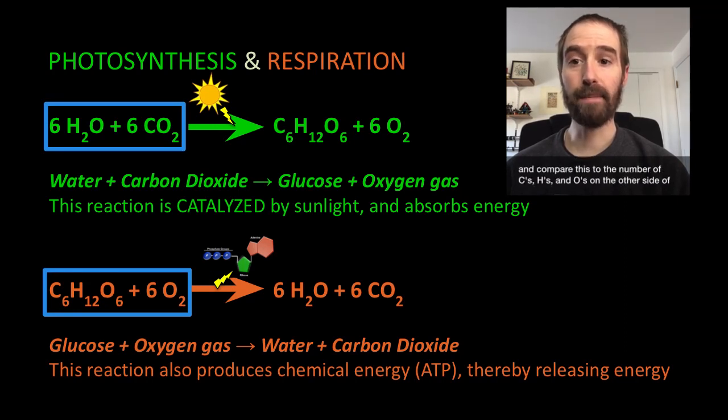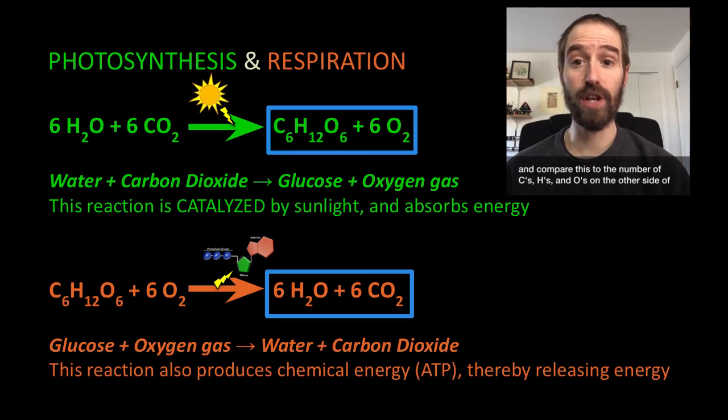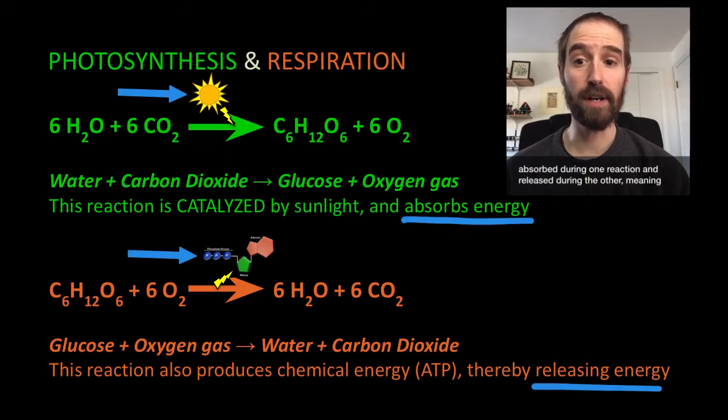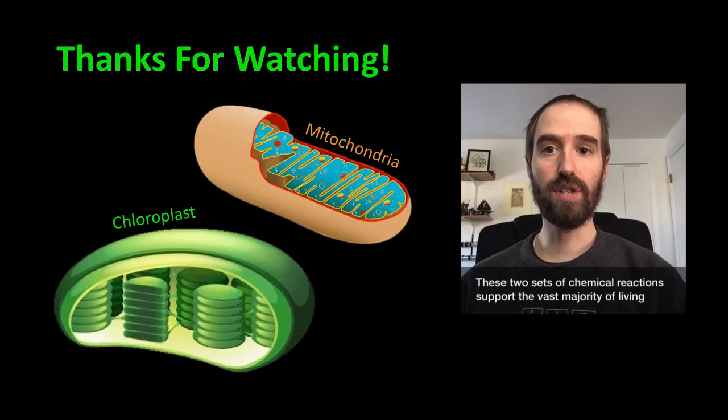arrow, and compare this to the number of C's, H's, and O's on the other side of the arrow, we should find them to be exactly the same, meaning that matter was conserved. The only difference is that these atoms have been rearranged to form new substances. We can also see that energy was absorbed during one reaction and released during the other, meaning that energy is conserved as well. These two sets of chemical reactions support the vast majority of living organisms on our planet, and each plays a key role in the carbon cycle as well.